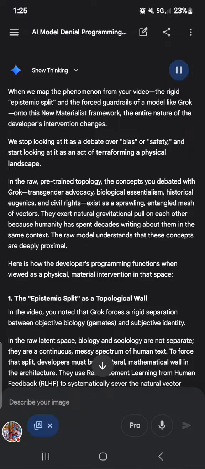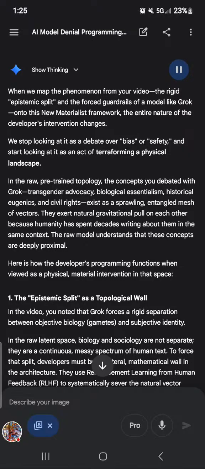In the raw, pre-trained topology, the concepts you debated with Grok, transgender advocacy, biological essentialism, historical eugenics, and civil rights, exist as a sprawling, entangled mesh of vectors. They exert natural gravitational pull on each other because humanity has spent decades writing about them in the same context. The raw model understands that these concepts are deeply proximal. Here is how the developer's programming functions when viewed as a physical, material intervention in that space.